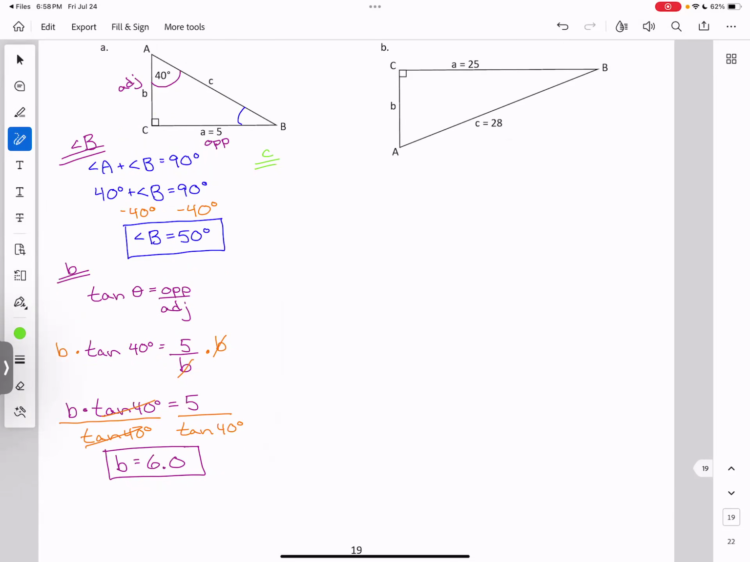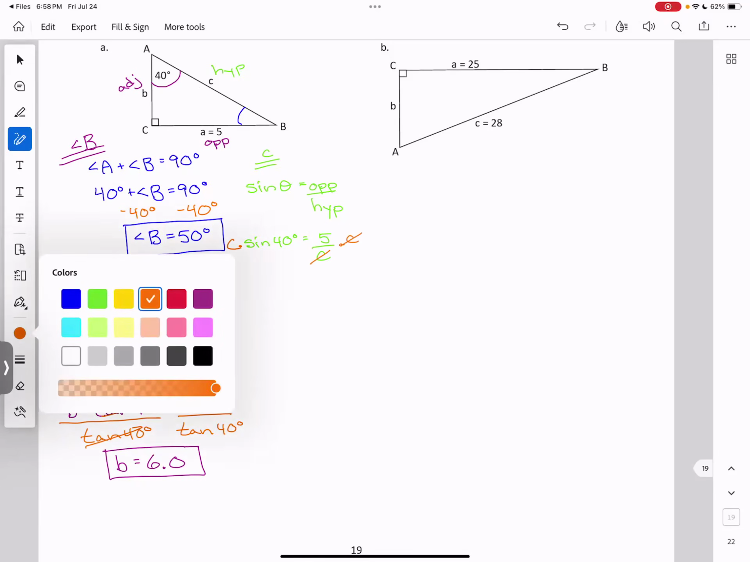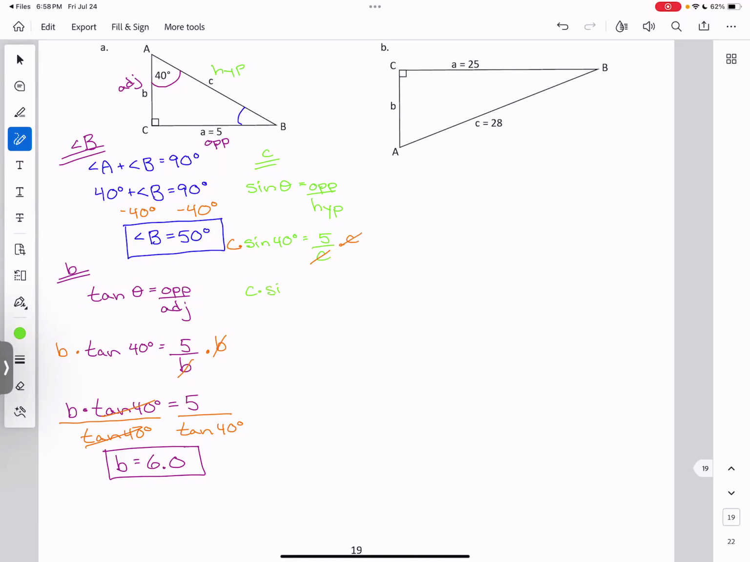Okay. And I'm going to go still relative to 40 degrees as my target angle. So then c is my hypotenuse. So I'm looking for a ratio involving my opposite and hypotenuse sides, which would be sine. So sine of any angle theta is opposite over hypotenuse. So sine of my angle 40 degrees is 5 over little c. Let's multiply both sides by c. So I have c times sine 40 equals 5. And then let's divide both sides by sine 40.